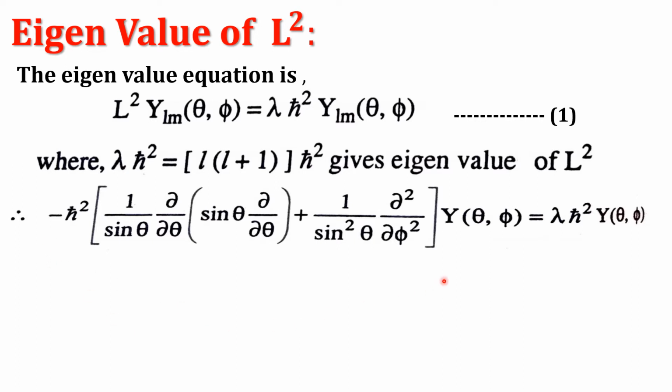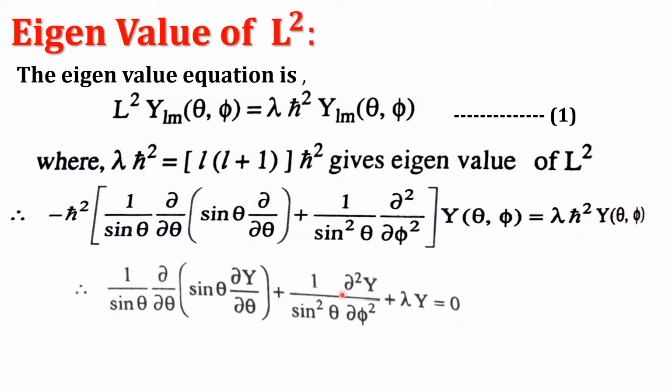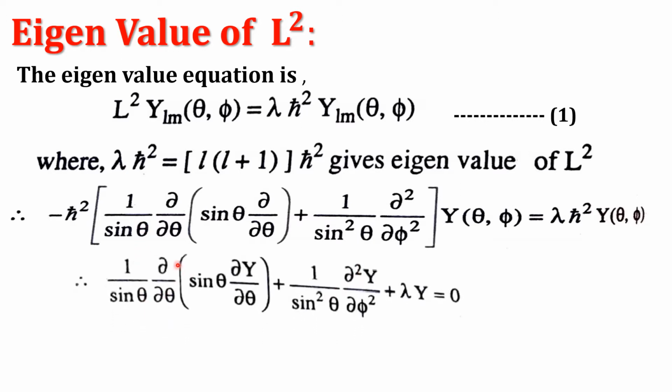The minus sign we take to the other side, so it becomes minus λY, and we take it to one side. The equation becomes 1/sinθ ∂/∂θ (sinθ ∂Y/∂θ) + 1/sin²θ ∂²Y/∂φ² + λY = 0. Say this is equation number 2.